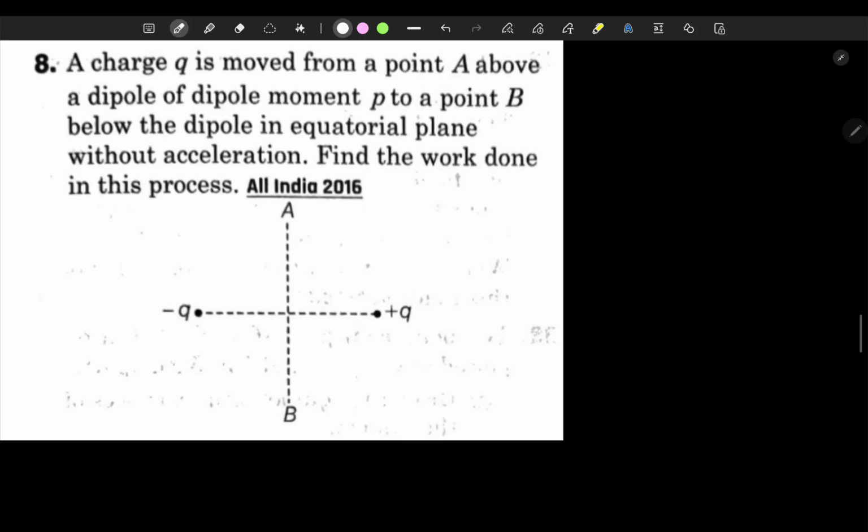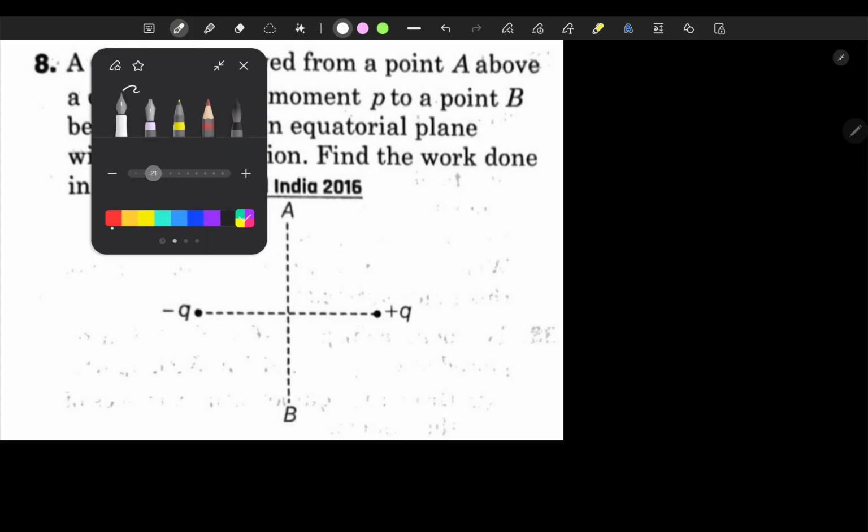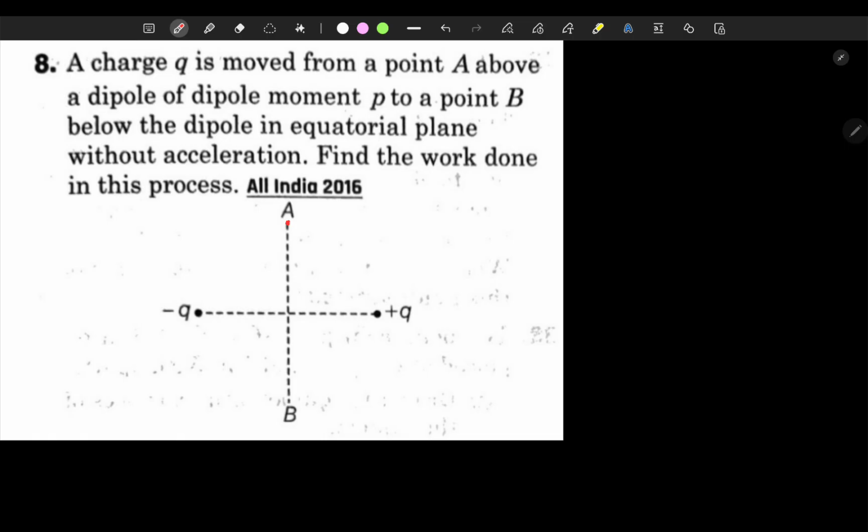A charge Q is moved from a point A above the dipole, here it is your point A, dipole of dipole moment P, to a point B below the dipole in the equatorial plane. That means this AB represents your equatorial plane. It is moving without any acceleration. Find the work done in this process.